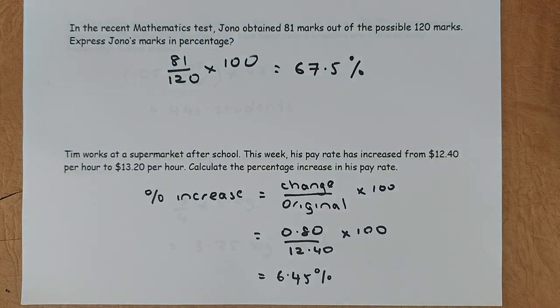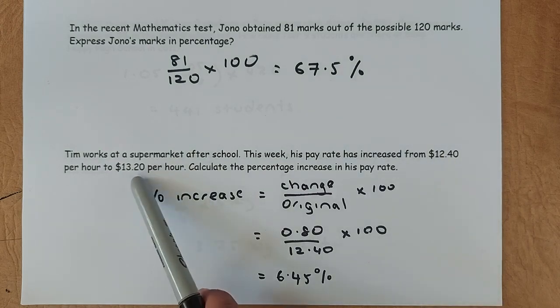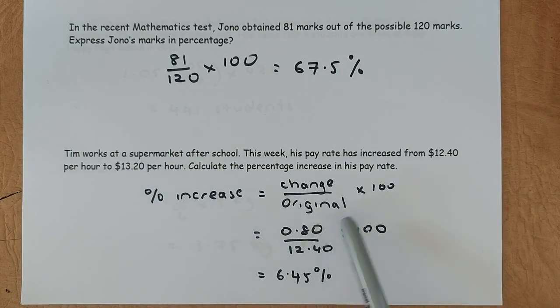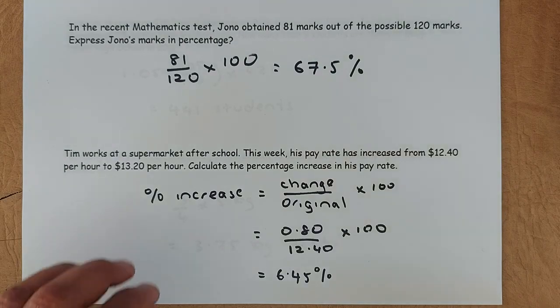The next one. Tim works at the supermarket after school. This week, his pay rate has increased from $12.40 to $13.20. Calculate the percentage increase in his pay rate. If you have percentage change, percentage increase, percentage gain, it's always this formula: change over original times 100. So the change from 12.40 to 13.20 is 80 cents, so 0.80. Original amount is 12.40. You multiply by 100. Put in your calculator, it is 6.45%. So that will give you 2 marks in the first 2 questions.